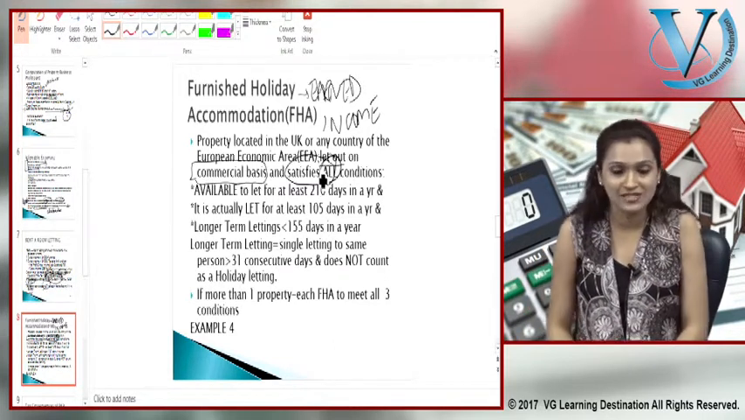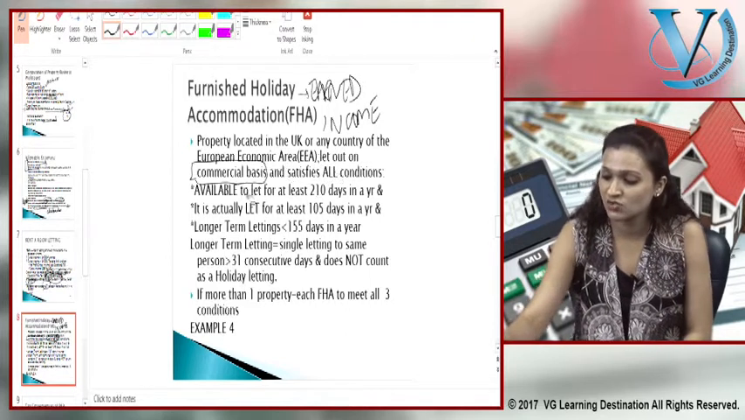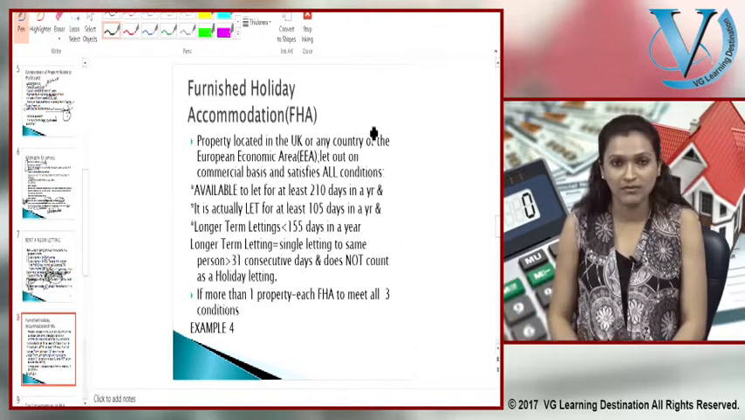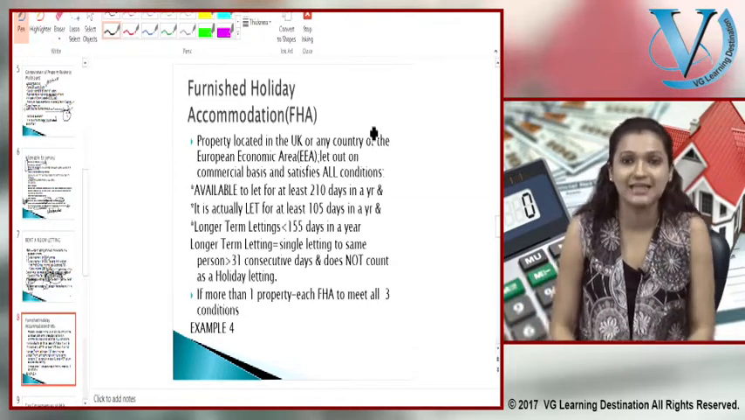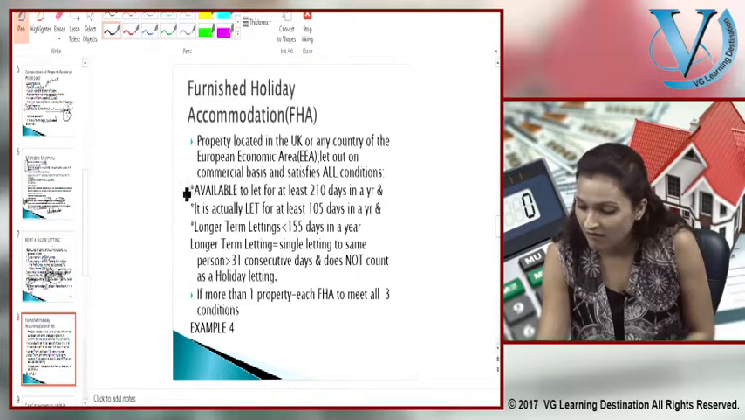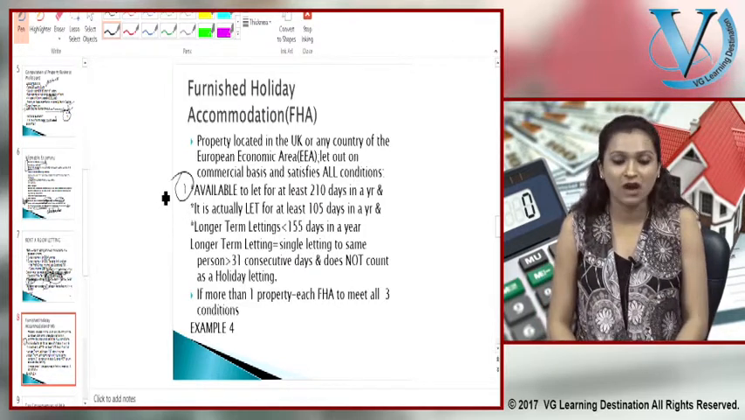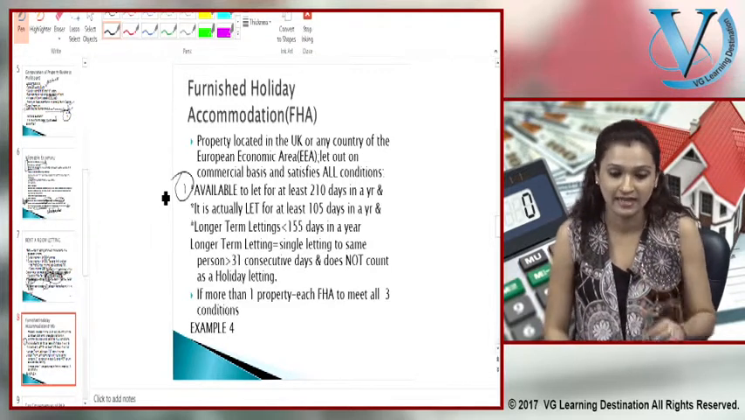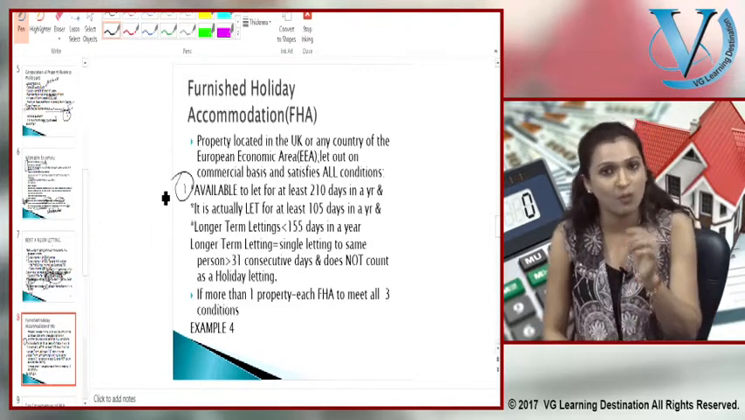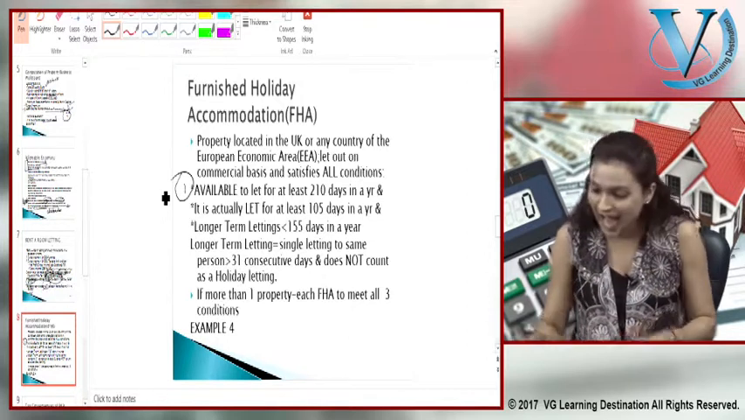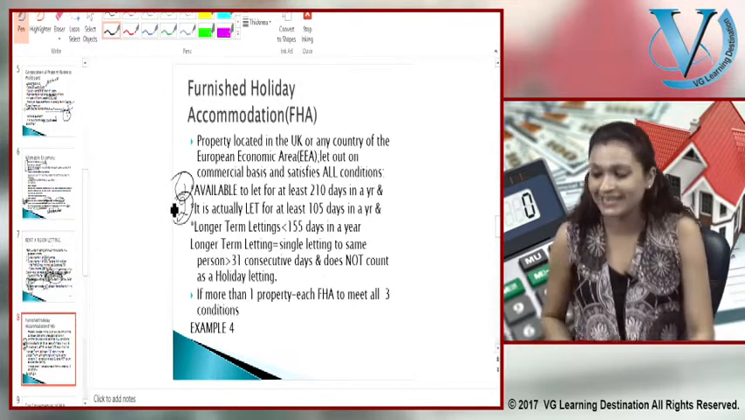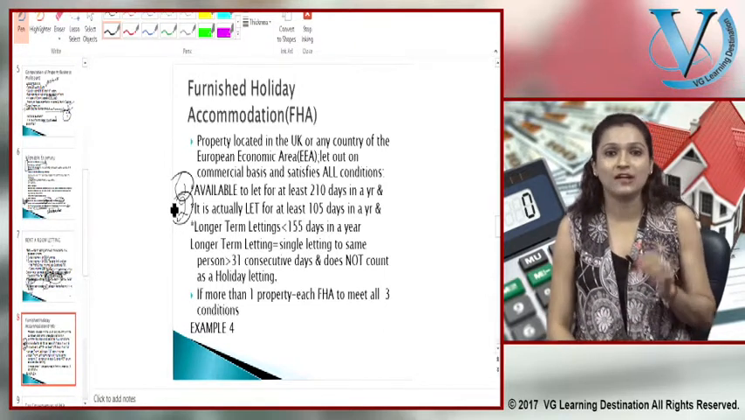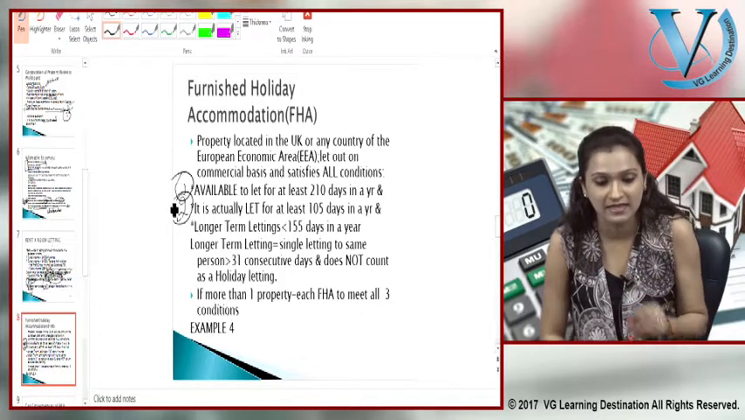What are these conditions? Let's have a look at the conditions which you need to qualify in order to qualify as a furnished holiday accommodation. The first condition is that this property must be available for being let out for at least 210 days in the said year. Also, apart from being available to be let out, it must actually be let out for at least 105 days in the year.